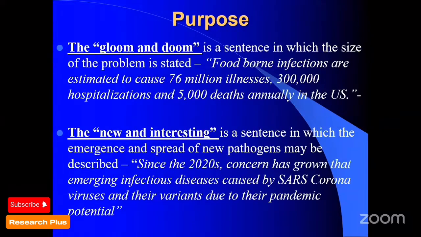Then the gloom and doom approach is a sentence which describes how big or bad the problem is. For example, you can say malaria kills 20 million people every year. The one commonly used in tuberculosis is tuberculosis kills more than 500,000 people a year, and is equivalent to 14 fighter jets or 14 aircraft crashing every day. So it just gives a gloom or doom picture about the topic you are presenting, why you think it is important. So, for example, in this case, foodborne infection affects up to 76 million people and leads to 300,000 hospitalizations and 5,000 deaths annually in the US.